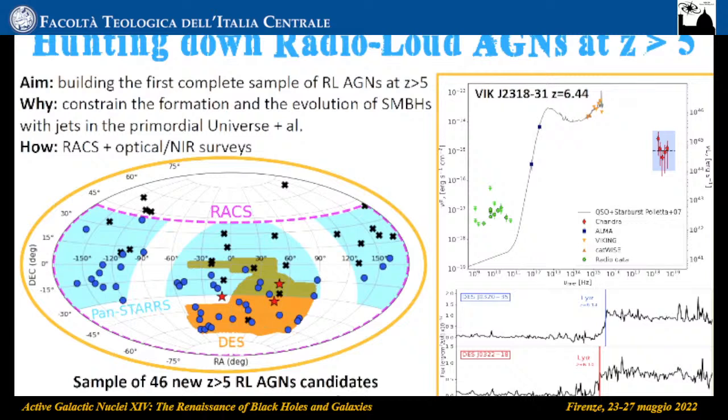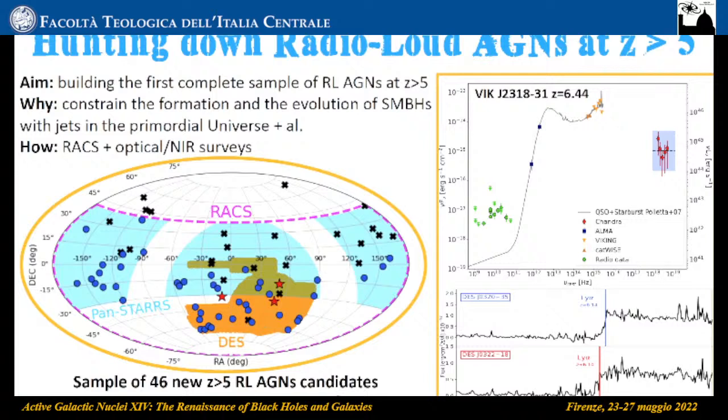This will be very useful for many different reasons. The first one being that this sample will be crucial to constrain the formation and evolution of supermassive black holes hosted in systems with powerful radio jets right after formation. And also for other reasons, for example, you can find them in my other poster, which I'm going to talk about tomorrow, apparently.